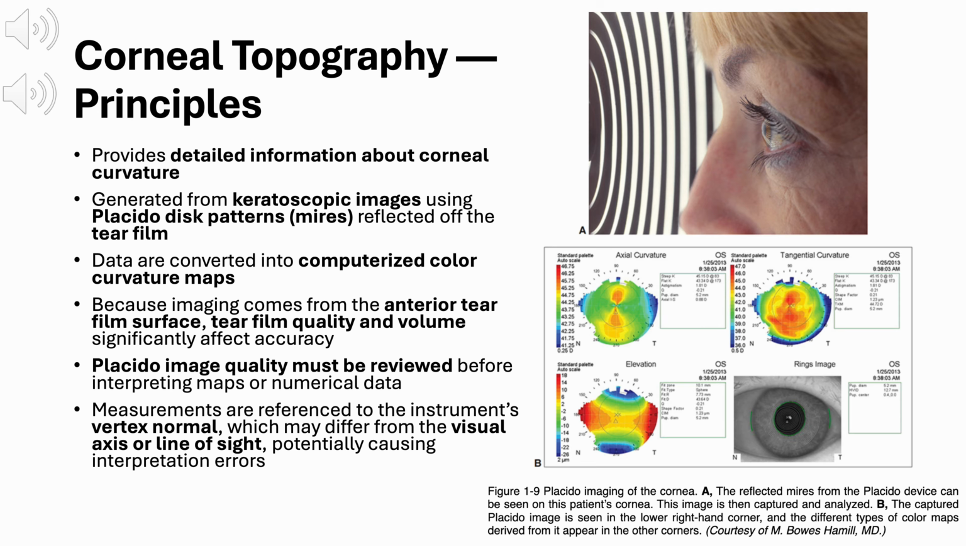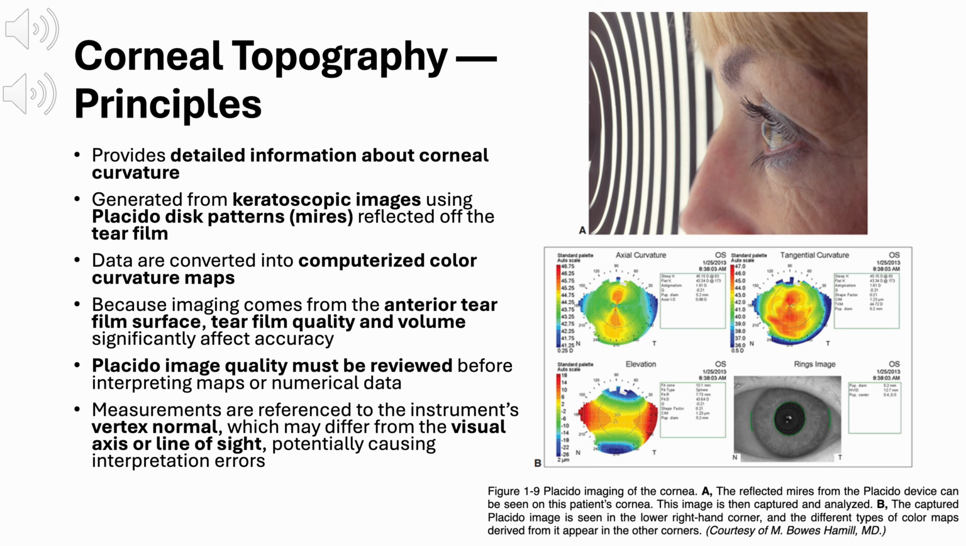This image shows how Placido-based corneal topography actually works and how the data are generated. In the top panel, you're seeing the Placido device projecting a series of concentric rings, or mires, onto the patient's cornea. Those rings reflect off the anterior tear film surface. If the cornea is smooth and regular, the rings look evenly spaced and symmetric. Any distortion in the rings reflects differences in corneal curvature. That reflected image is then captured by the system and analyzed.